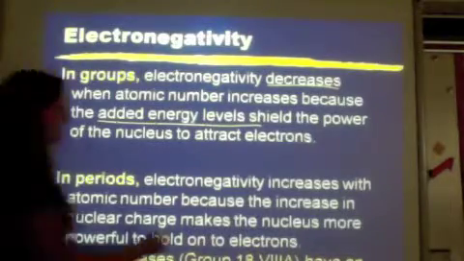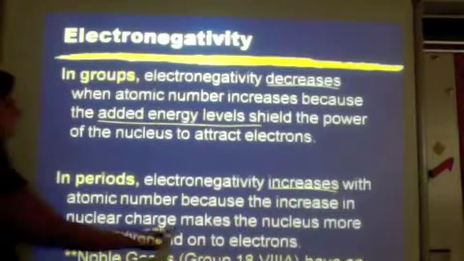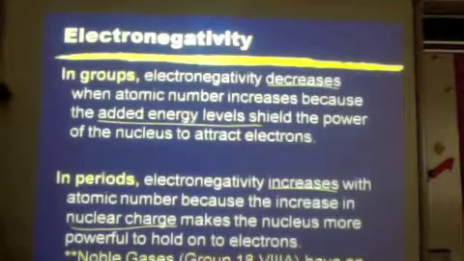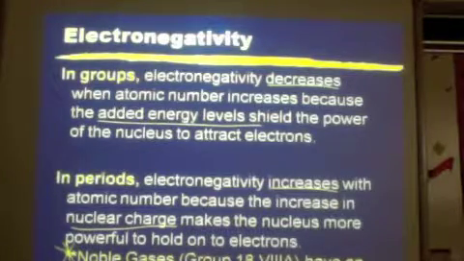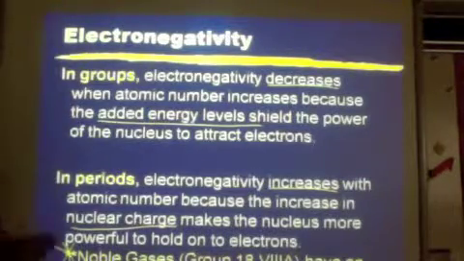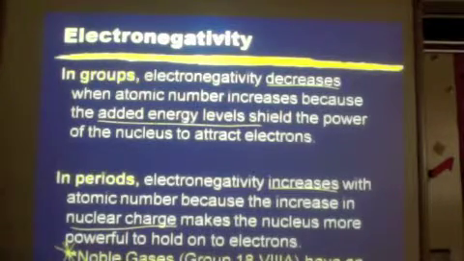In periods, electronegativity increases. Again, two key words: nuclear charge. It makes the nucleus more powerful to hold on to the electrons. One key thing with electronegativity that you've got to remember is noble gases, group 18, have electronegativity of 0. They are the kings. They don't need any more electrons. They are perfect the way they are. So they're not going to attract them. So their electronegativity is 0.